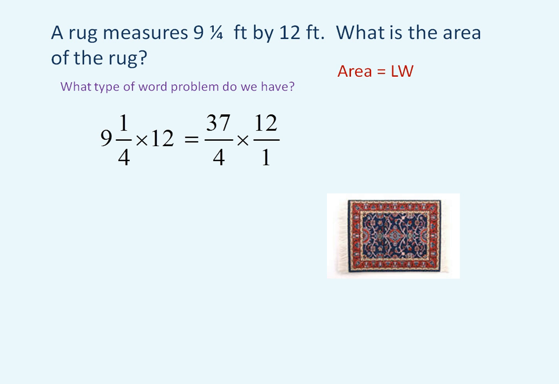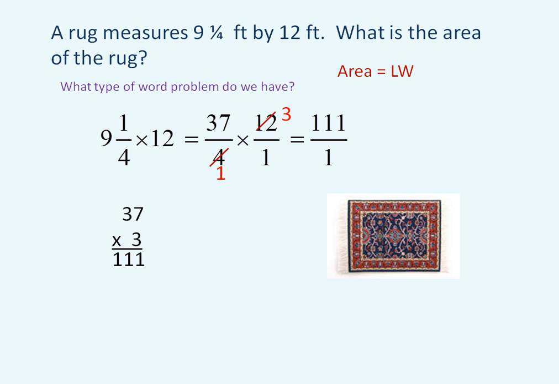Now in this problem we can cross simplify before we multiply our numerators and denominators. If you notice, 4 goes into 12. We can simplify one numerator, one denominator. So if we divide both of these numbers by 4, 4 divided by 4 is 1, and 12 divided by 4 is 3. Then we can multiply our numerators. 37 times 3. 7 times 3 is 21. Carry your 2. 3 times 3 is 9. Plus 2 is 11. And then we have all 1's in the denominator.